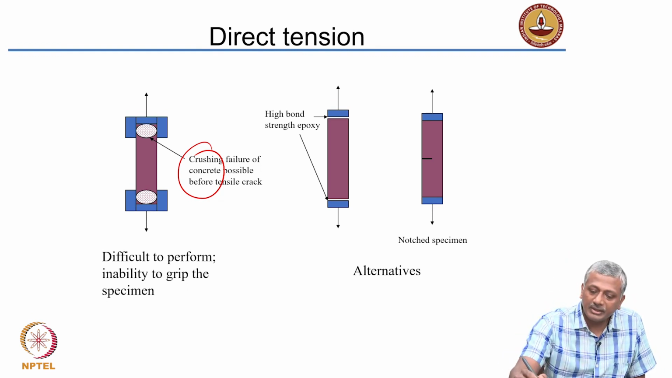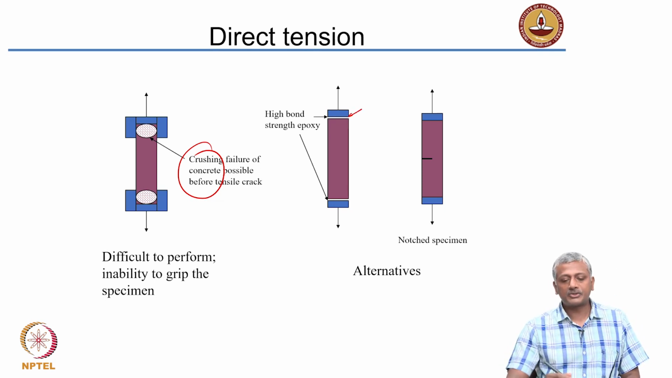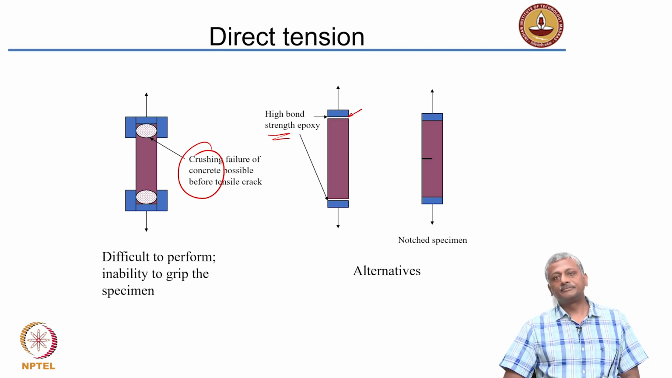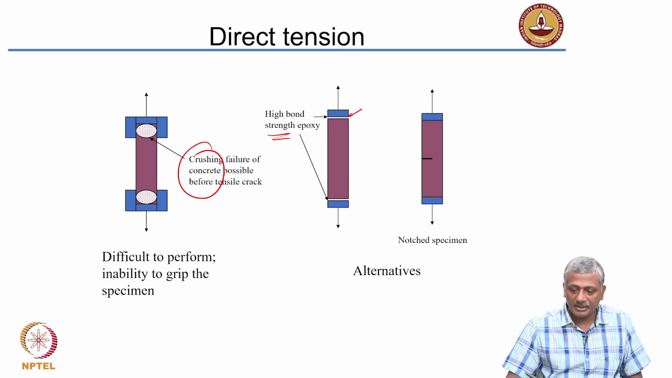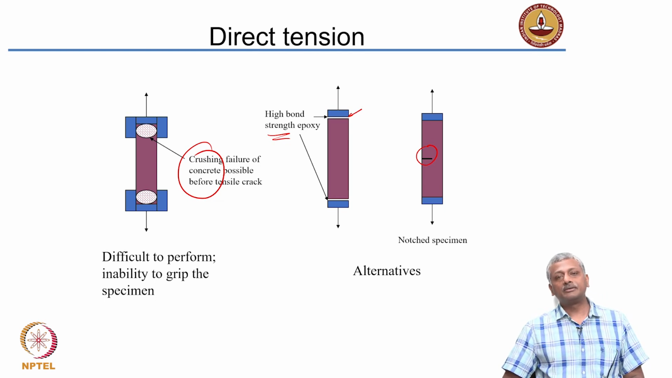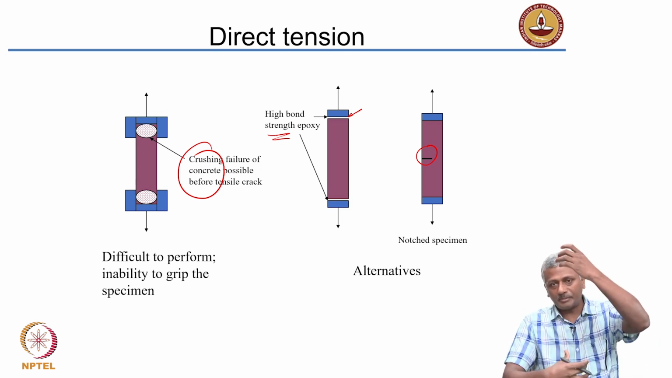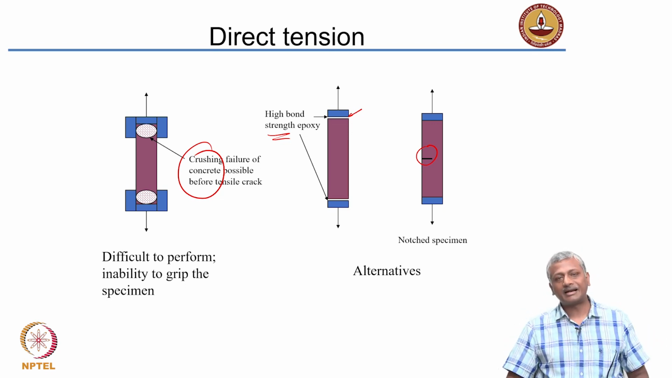One is, instead of holding it, you glue it to the platens at the end using a high bond strength epoxy. But sometimes that is a problem because it becomes more of a test of the epoxy strength rather than the concrete strength. Okay. The other thing is you can put a notch in the center of the concrete cylinder. A notch basically is a defect that you are already putting in. So, when you are actually pulling it apart, the failure will exactly occur at the notch. So, you are predefining the location of failure.